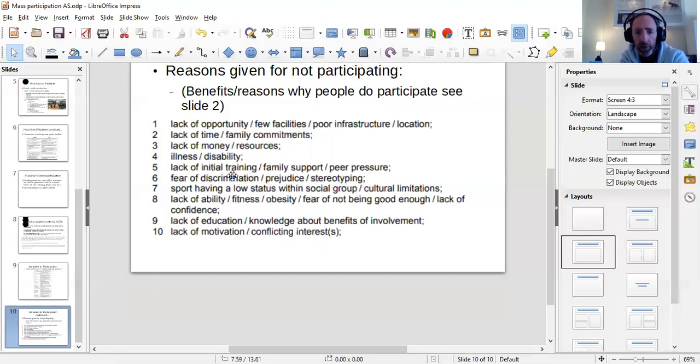Lack of initial training to develop skills and ability. No experience. You might have a volleyball club in your area, but you've never played volleyball before. You lack that self-esteem to go along and say, right, I've never played before, but I want to play. Well, if you haven't got those basic skills, it might be a barrier to participation. Family support: if you don't have the support of your family, or your peers are pressuring you not to participate, then you won't do it.